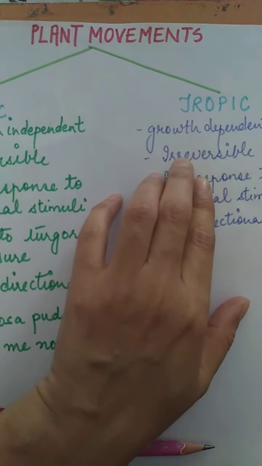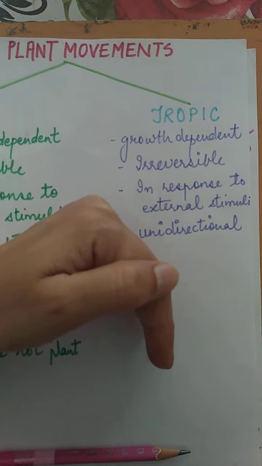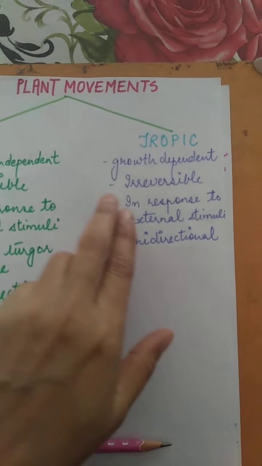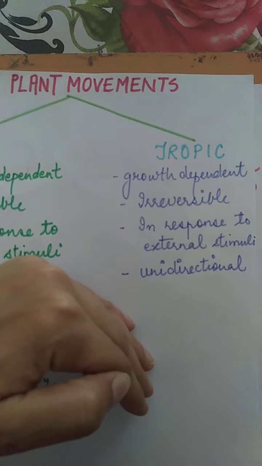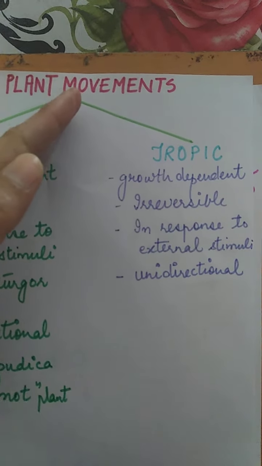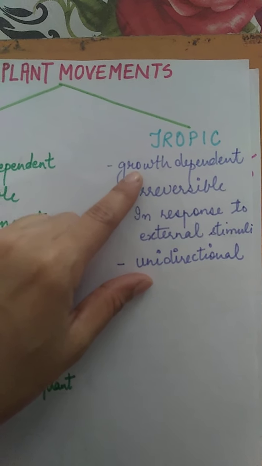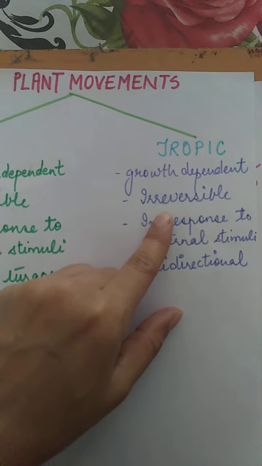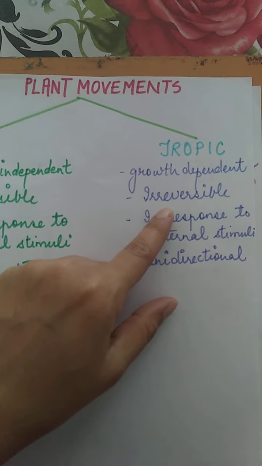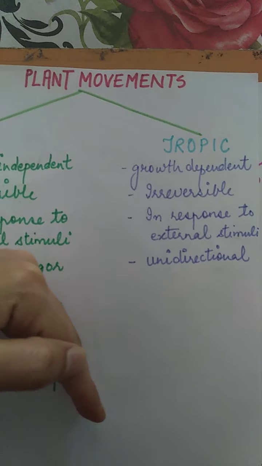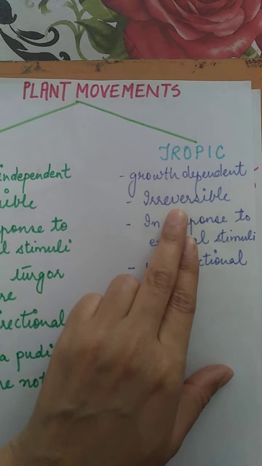We took the example of geotropism, in which the roots grow towards the earth, towards gravity, and the shoots grow opposite to that. When a seedling is germinating, the roots grow downwards and the shoots grow upwards. It means we see growth happening in tropic movements, so they are growth dependent. Once the shoot starts growing upwards, at no point does it start growing towards the ground or towards gravity. So the growth of the plant in tropic movements is irreversible.